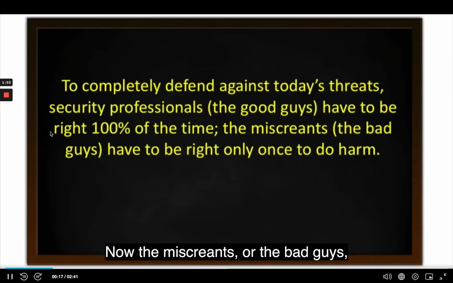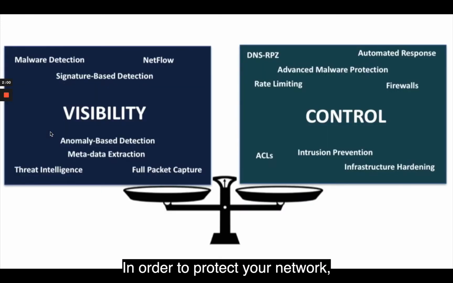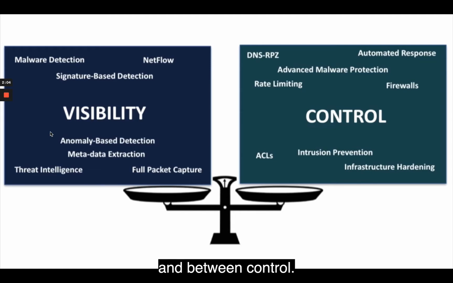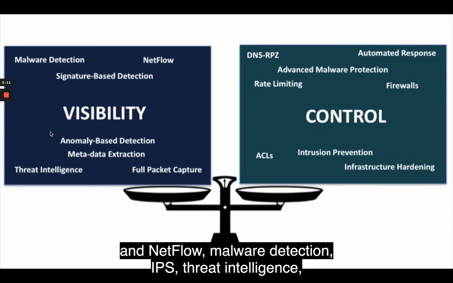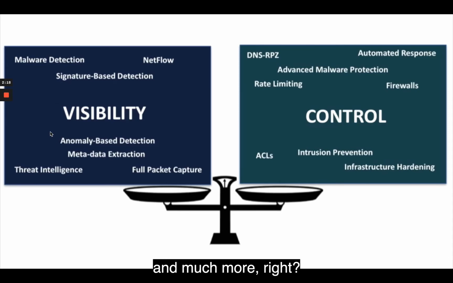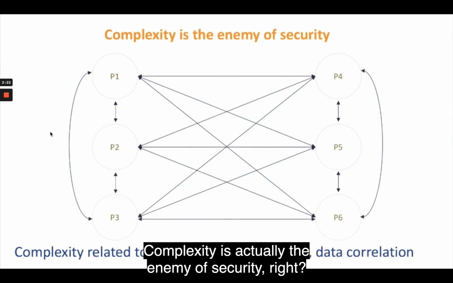Now, the miscreants or the bad guys, they actually have to be right only once to do harm. In order to protect your network, you must have a balance between visibility and control. You must combine tools like network metadata extraction, NetFlow, malware detection, IPS, threat intelligence, full packet capture, server and endpoint logs, and much more, right? This is actually easier said than done, right? Complexity is actually the enemy of security, right?